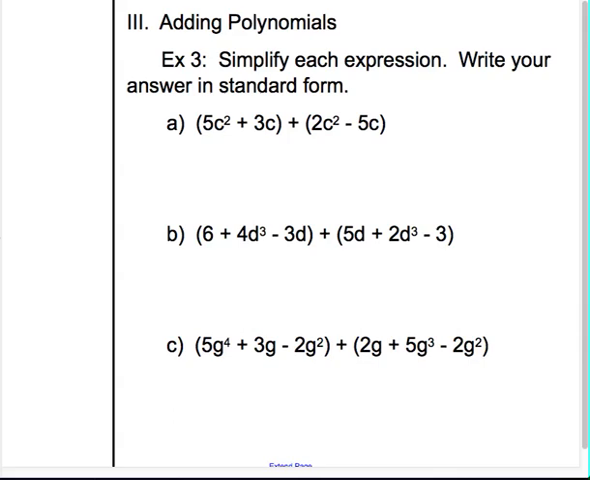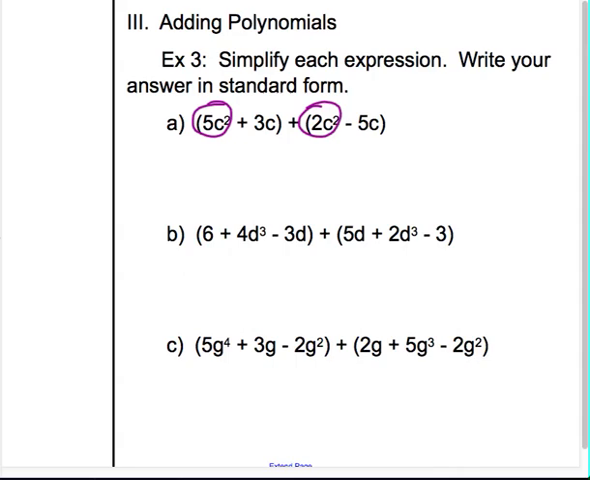And the other way is adding it vertically, which is kind of how you first learned to add numbers when you stacked them on top of each other. So I'll show you both methods so that you can use the one that you prefer. And of course, I would always like your answer in standard form. So the easiest way to do that is to look for the terms with the highest power and add them together first. So looking at our first example, I see a 5c squared plus 2c squared.